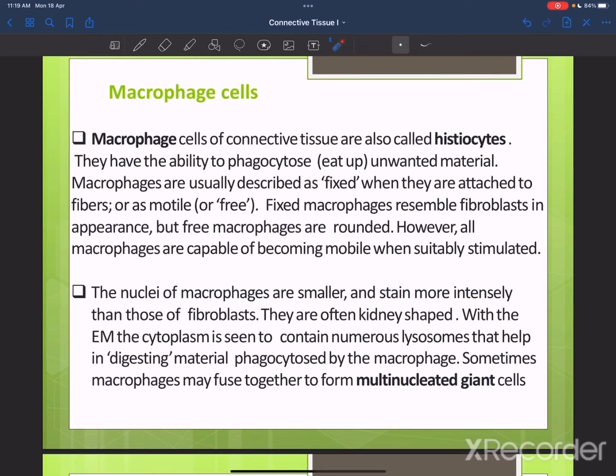This is a pathological condition in which the macrophages aggregate together and form a large giant cell.